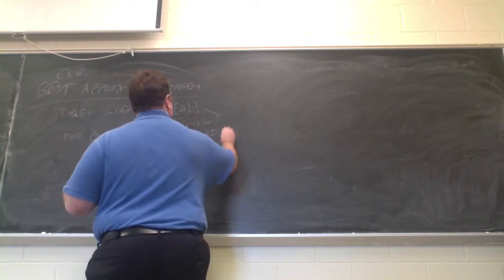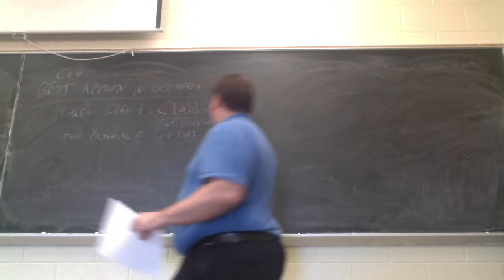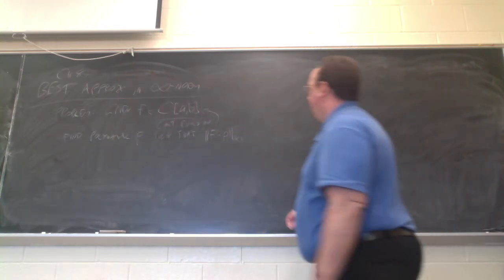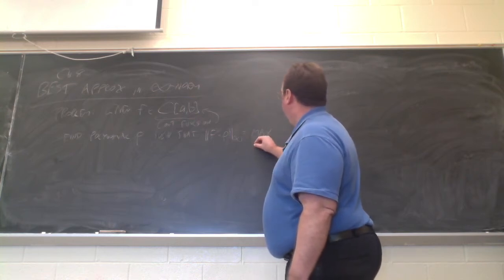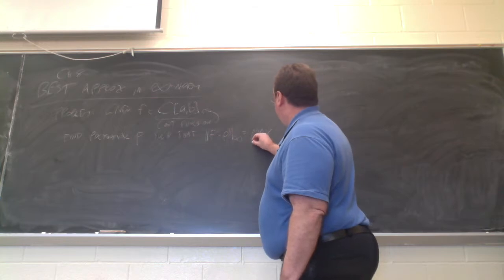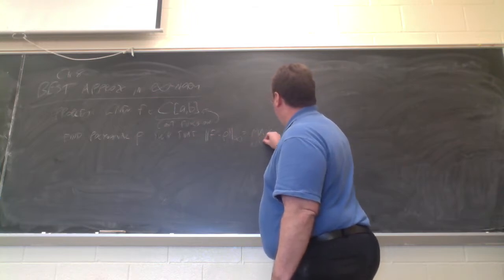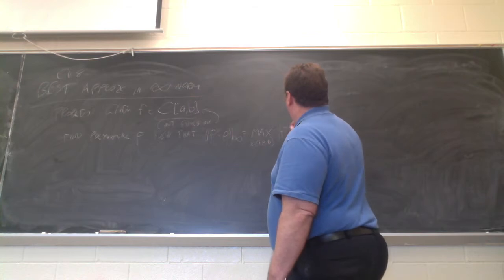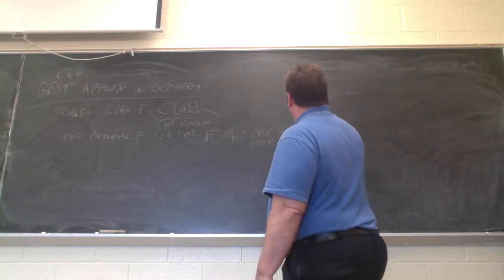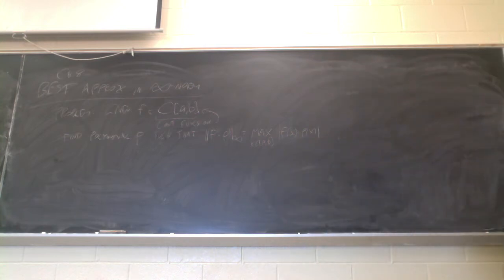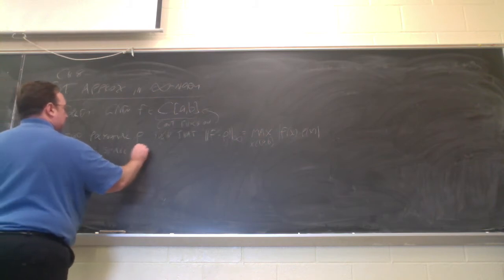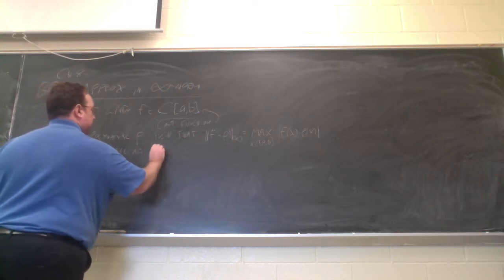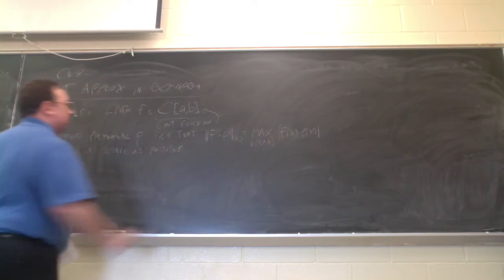such that the infinity norm of the error f minus p, which is defined to be the maximum for x in AB of the absolute value of this difference, is as small as possible. Okay.